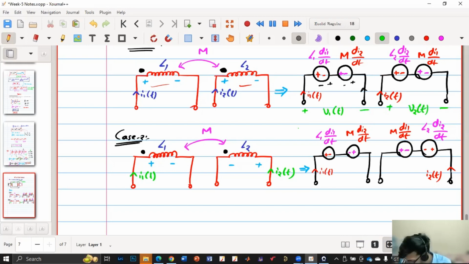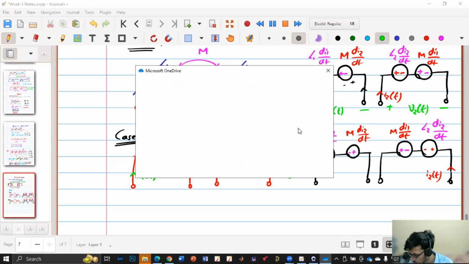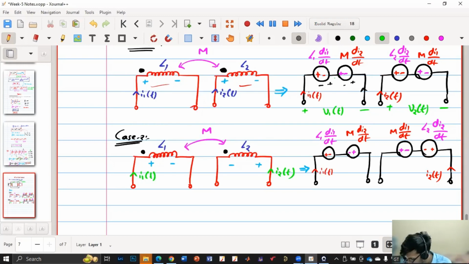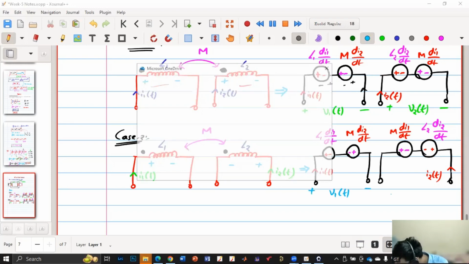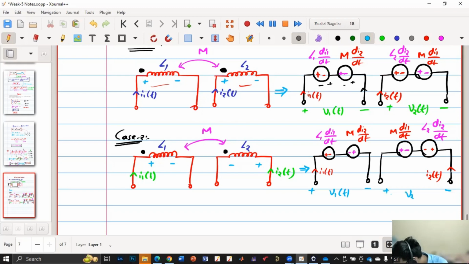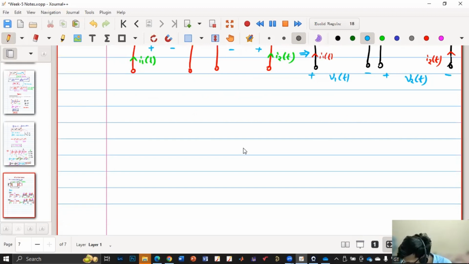Now V1(t) is L1 di1/dt plus M di2/dt, and V2(t) is L2 di2/dt plus M di1/dt. Similarly, here if we have plus minus V1(t), it is just the basic KVL operation. And if you want to convert this into phasor representation, then replace d/dt by j omega. Understood?